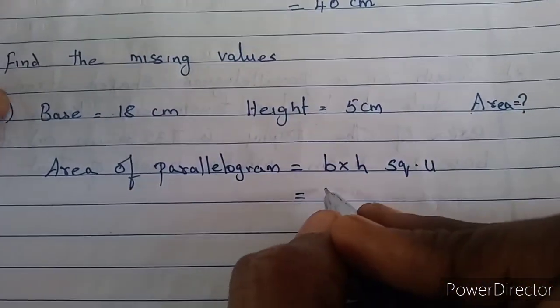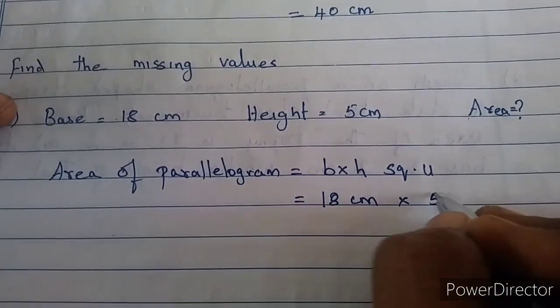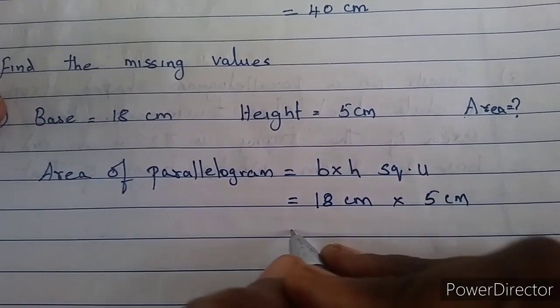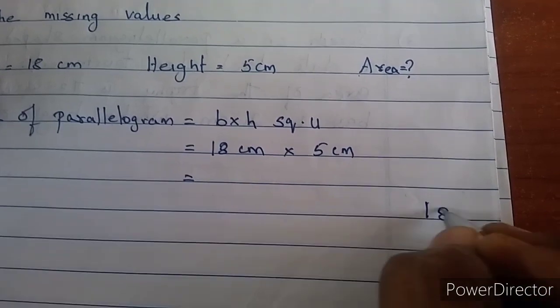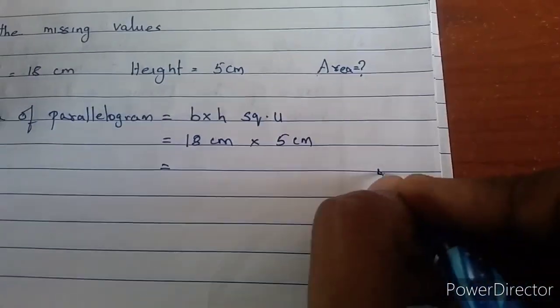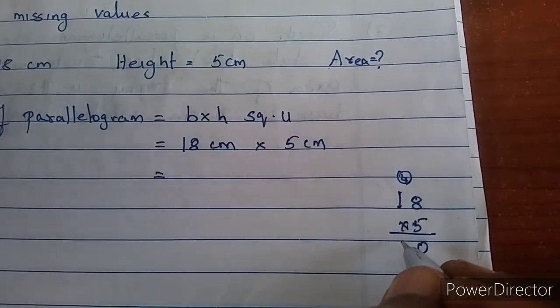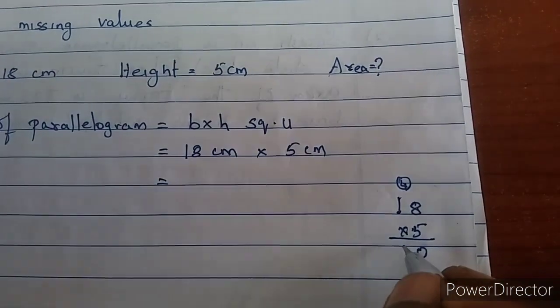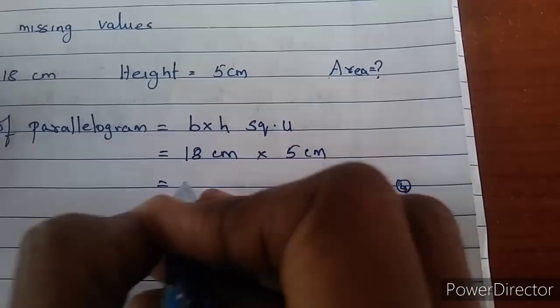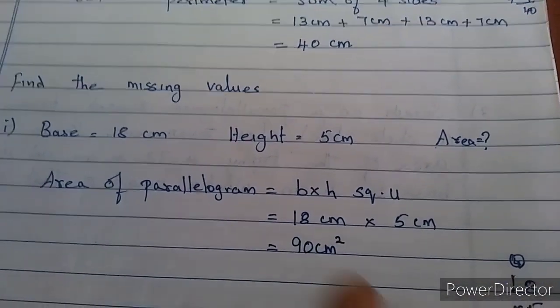Here the given base is 18 centimeter and the height is 5 centimeter. So 18 into 5. 5 8s are 40. Carry over 4. 5, 6, 7, 8, 9. So your answer is 90 centimeter square.